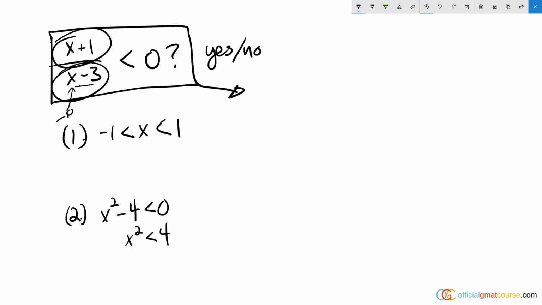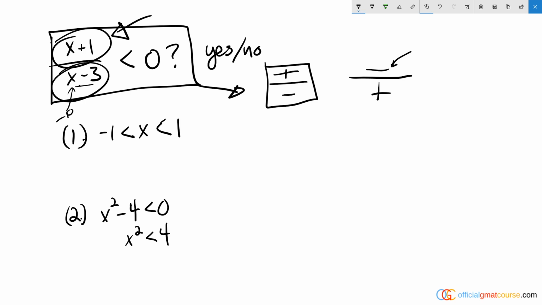Now, in order to answer this question yes, what would I need from my x plus 1 and x minus 3? Well, I need the top to be positive and the bottom to be negative to get a negative number, a number less than 0. The reason I need this specific mix is that to get a negative number, I need a positive and a negative. And I can't have the opposite situation, because I know the top is greater than the bottom. So it's impossible that the top would be negative and the bottom positive given the setup that we were originally given here.